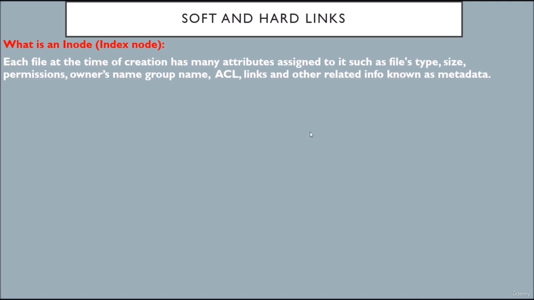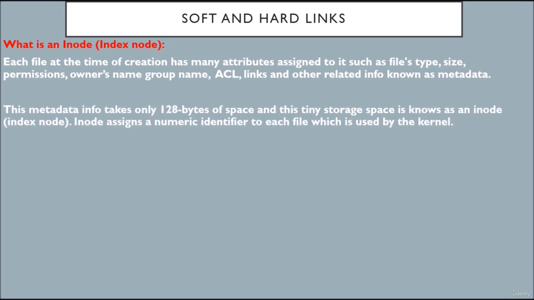Each file at the time of creation has many attributes assigned to it, such as the file's type, size, permissions, owner's name, group name, access control list, links, and other related info known as metadata. This metadata info takes only 128 bytes of space, and this tiny storage space is known as an inode or an index node. Inode assigns a numeric identifier to each file, which is used by the kernel.